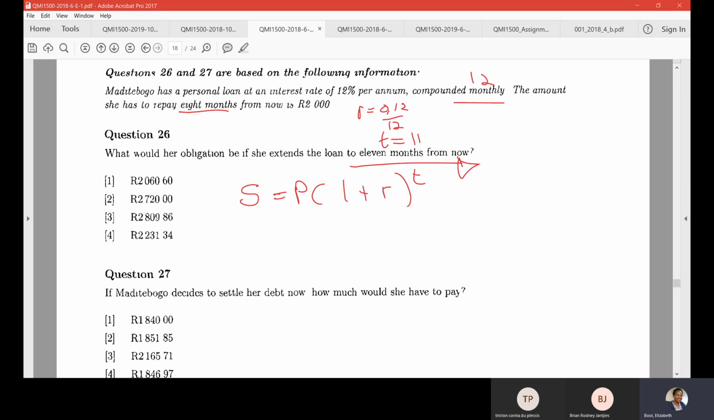Since this is compounded monthly, any value I see here where it relates to months is already compounded. So you can use your 11 without multiplying it by the compounding period. Otherwise, you will take 11, divide it by 12, and then multiply by 12, which is the same answer. You will still get 11 as the answer. So your present value is 2,000.